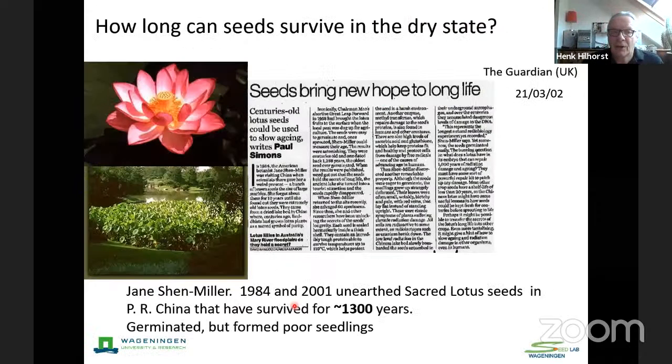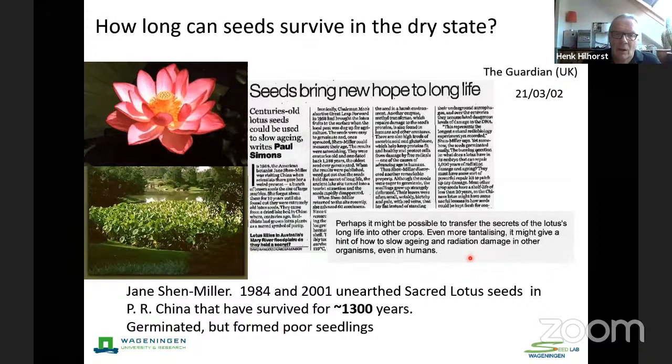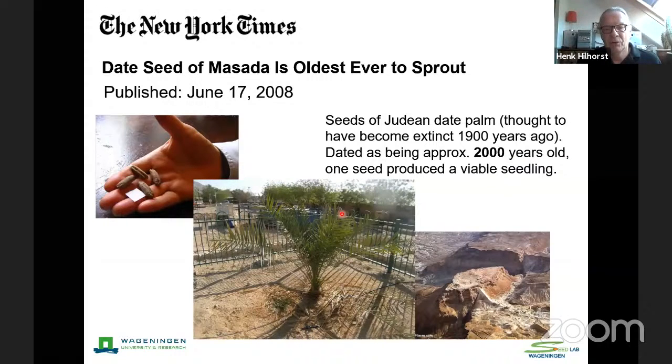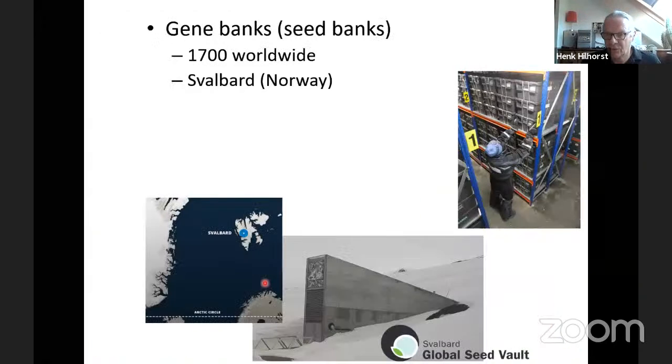How long can seeds survive in the dry states? Well, very long, maybe tens of thousands of years, but really proven experiments show that in this case, lotus seeds may survive for about 1300 years. And the seed germinated, but the seedlings were quite poor. And this example is even more extreme. This is the date seed, the Judean date palm of Masada is the oldest ever to sprout. And this seed was determined to be 2000 years old. And of the seeds that were found, one produced a viable seedling and produced, you see, a very healthy, viable palm tree. So seeds can be stored at least for hundreds of years.